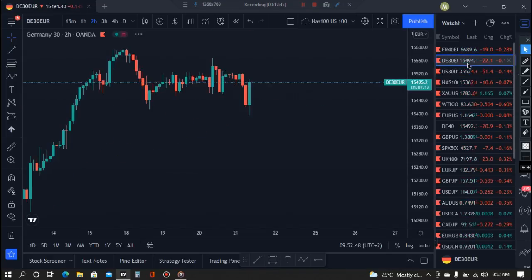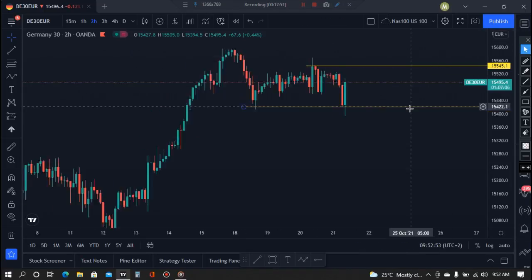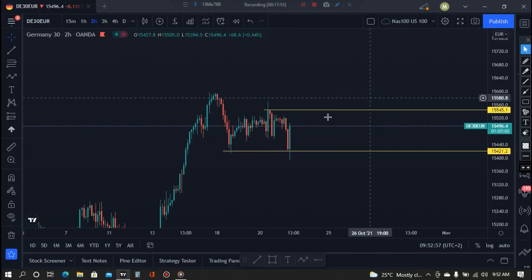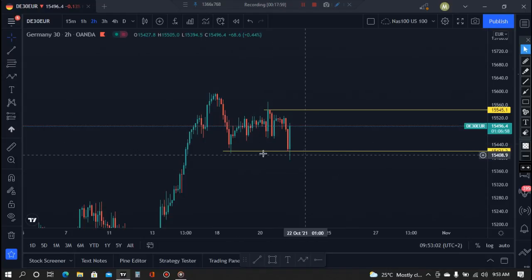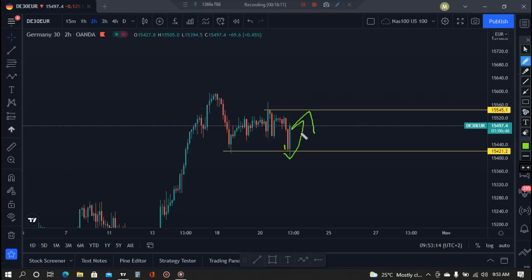Let's go straight to German 30. German 30 is creating some crazy moves, guys. I missed this move because I was doing the analysis. I just drew this line before I even started the daily analysis, the one that I'm doing now. Then the market was here, just going here. Look what is happening now. The market is back again.